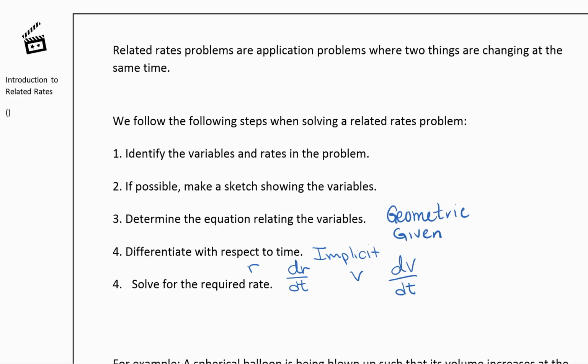So that should be number 5. An important thing to notice is don't plug in any values until after you've taken a derivative.